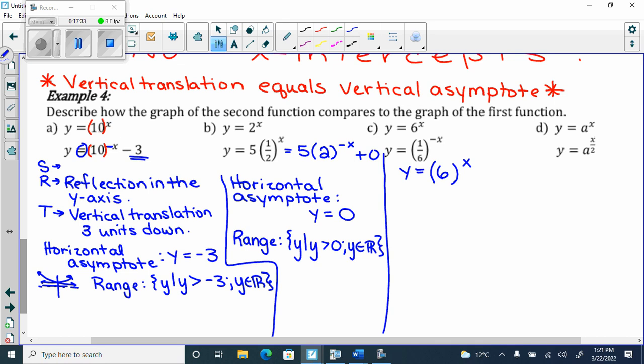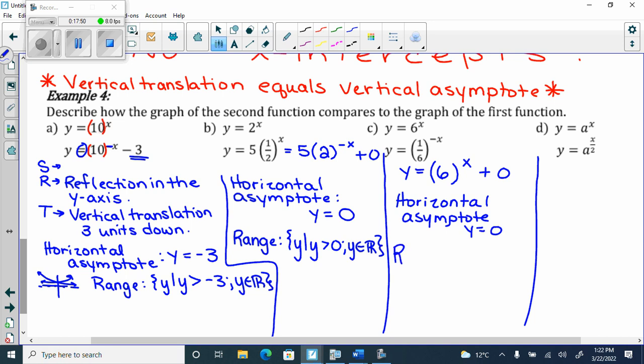Okay? So, still though, I'm going to have a horizontal asymptote. What's my horizontal asymptote at? 0, because my vertical translation is nothing. There, nothing happened. Horizontal asymptote, y equals 0. And then my range? Yeah, y such that y is greater than or equal to 0, YER.